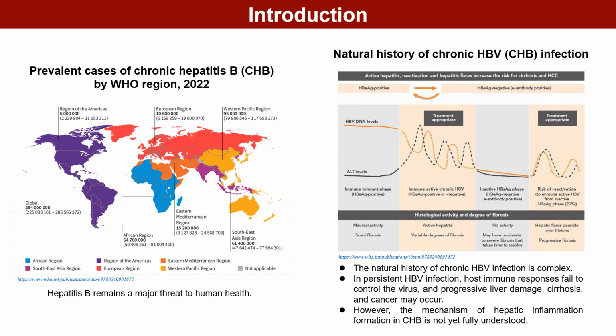Worldwide, approximately 260 million people are chronically infected with hepatitis B virus, resulting in over 1 million deaths per year due to cirrhosis and hepatocellular carcinoma. The natural history of CHB can be divided into 4 phases according to HBe antigen status, HBV serum load, serum ALT level, and G-score.